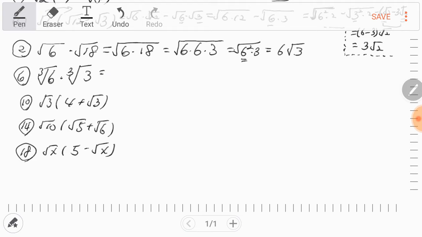Okay, next one is a cube root. So put 6 and 3 under the cube root. Then, since the index is 3, try to make a cube. 6 is 2 times 3, so 2 times 3 times 3. And unfortunately, we cannot make a cube of some factor, so that's it.